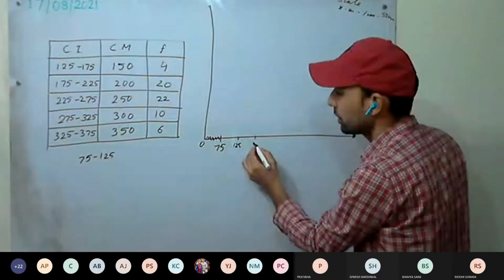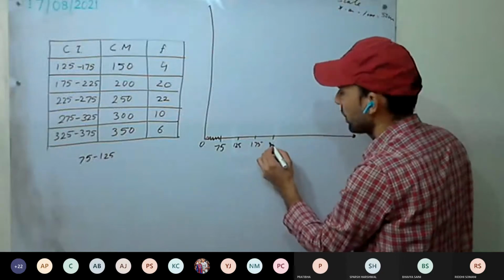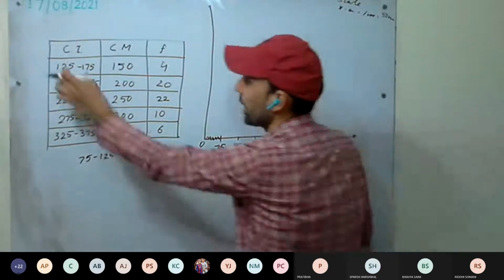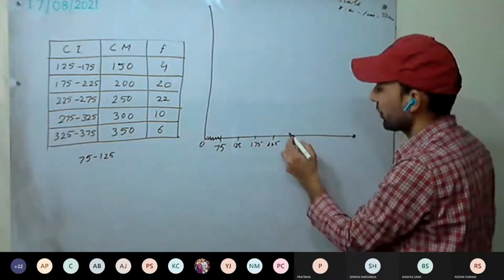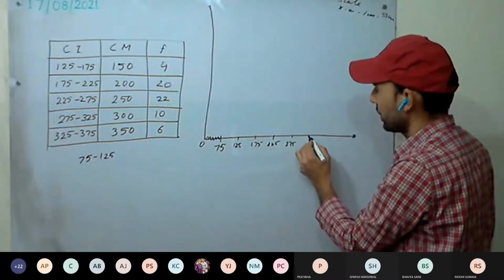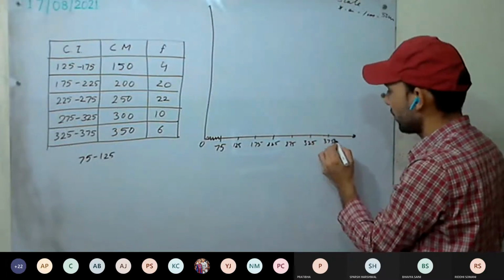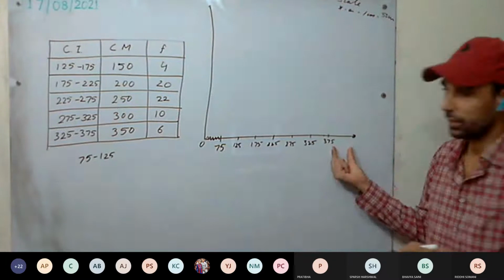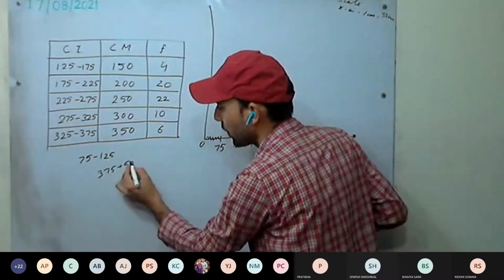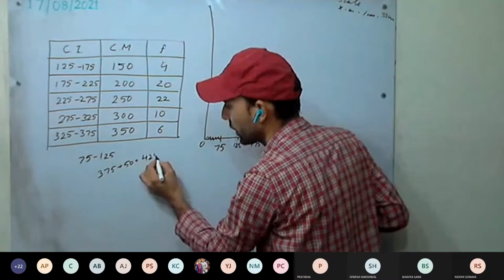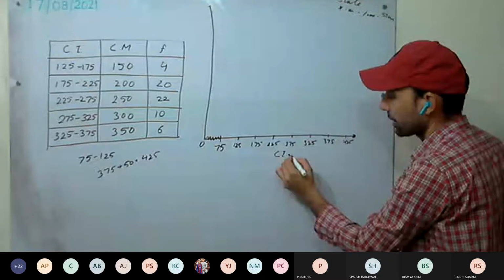125. Now 175. Now 225. So I'm marking all of these. 125, 175, 225, 275, then 325, and last 375. After 375, we need one more class interval. That will be 375 plus 50. How much will it be? 425. These are class intervals.